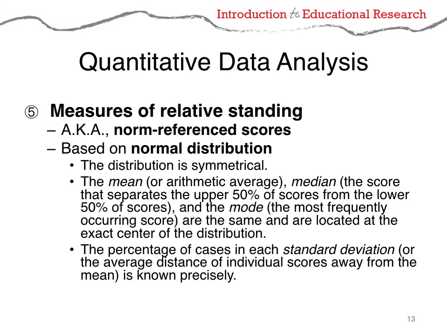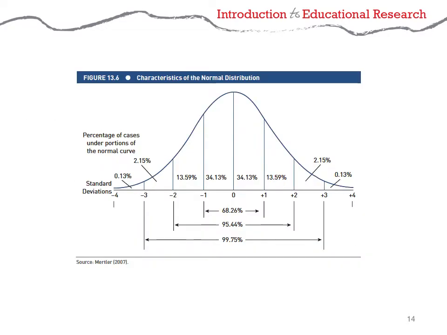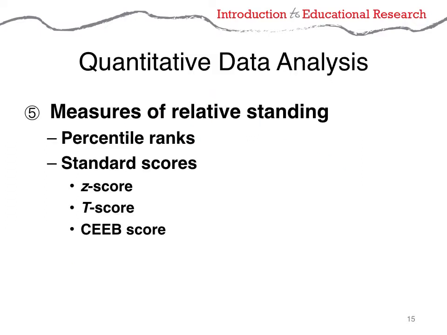And when we talk about measures of relative standing, oftentimes we're talking about norm reference scores. These are often based on normal distribution, and we think about the bell curve here. And some of this is important in the tests we use in special education, and of course in the tests used in research. We may sort data into percentile ranks. We may standardize the scores using a Z-score, a T-score, or a CEEB score.